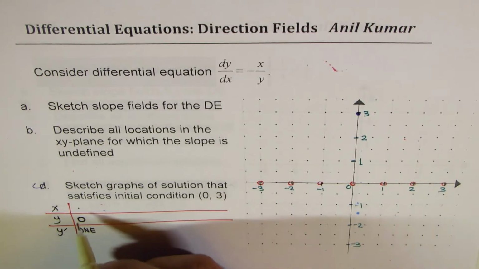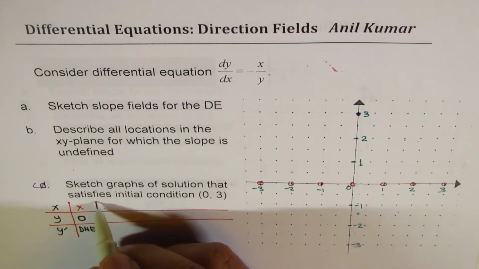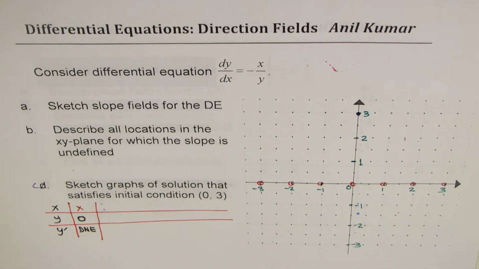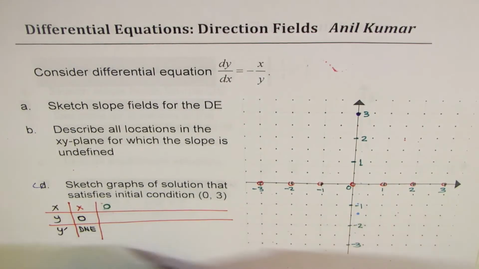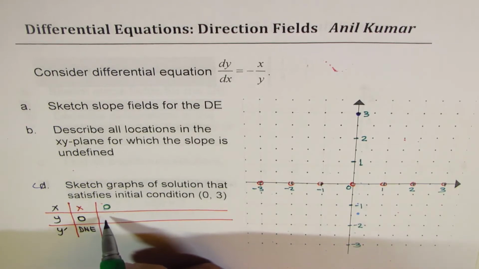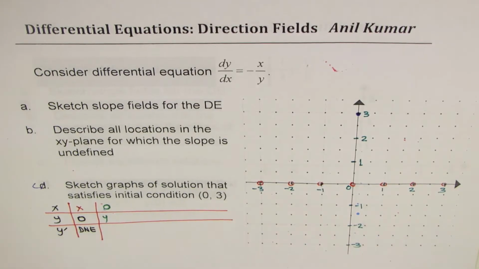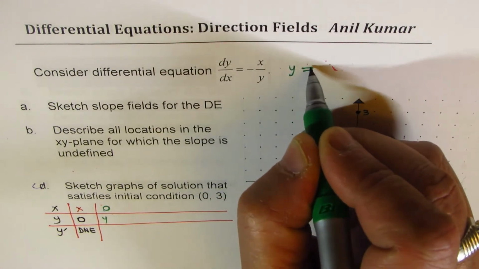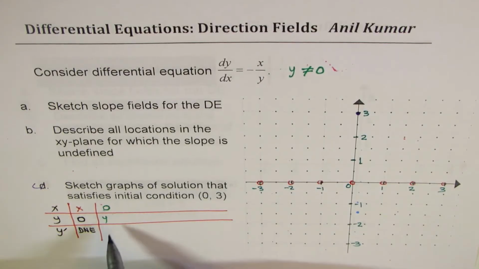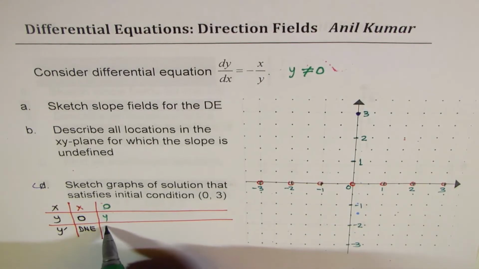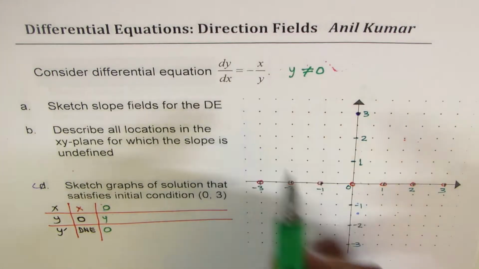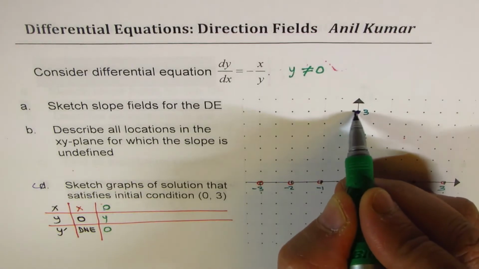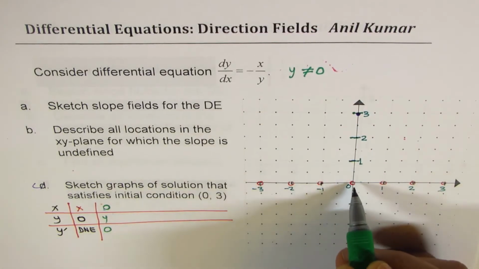Now, what happens for any value of x? If I take the value of x as 0, then of course we'll consider all y's but not 0. So we can write here that y is not equal to 0. Is it okay? In that case, the slope is going to be 0. That means horizontal. So whenever x is 0, it is horizontal. That means all along the y-axis, it is horizontal.